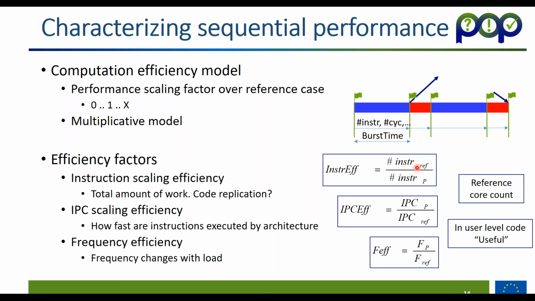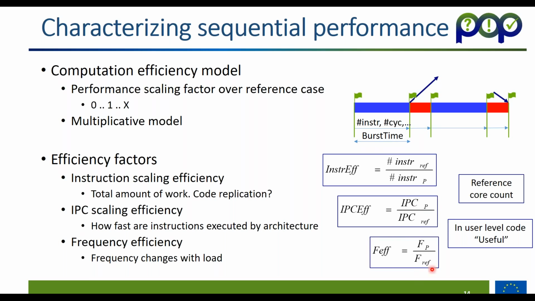And ideally, you would like this to be 1, which would mean that the same number of instructions is executed with P processes as with the reference. But if there is code replication, this number will grow and the efficiency will be less than 1. Something similar can happen with IPC: if the IPC with P processes is less than the IPC with the reference case, the efficiency will be lower, below 1. It might actually even happen, that's why we put these numbers ideally between 0 and 1, but they can be a little bit higher. It might happen that with higher core counts, the IPC gets better. I mean, cache issues might, for example, impact this.